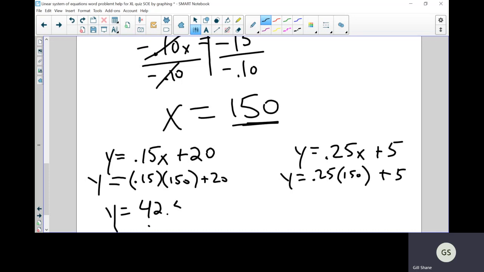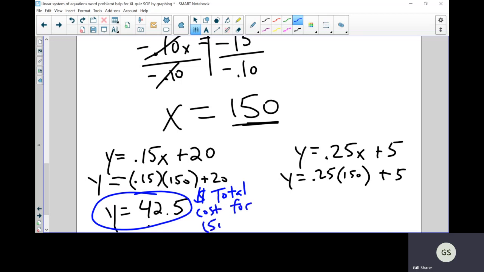So this number right here is how much money Edwin spends. So y equals 42.5. This is how much money Edwin spends if he texts 150 times. Total cost for 150 texts. So that's the cost of the texts plus that additional $20 that he also has to spend.